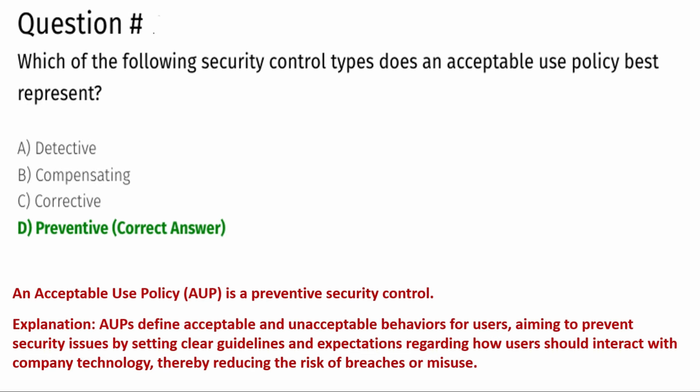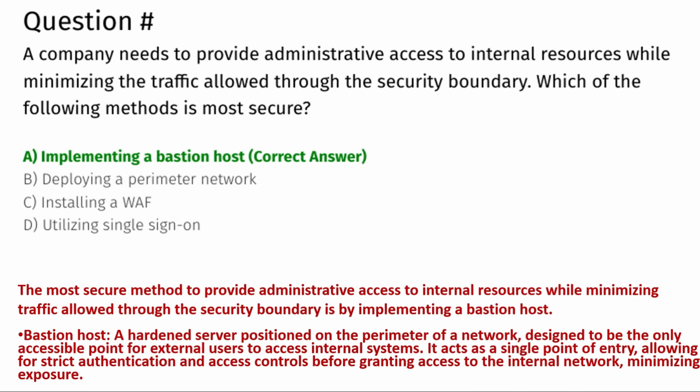So let's check the explanation. An acceptable use policy, AUP, is a preventive security control. AUPs define acceptable and unacceptable behaviors for users, aiming to prevent security issues by setting clear guidance and expectations regarding how users should interact with company technology, thereby reducing the risk of breaches or misuse. So that's why the correct answer for this question is option D, preventive. So let's move to the next question.